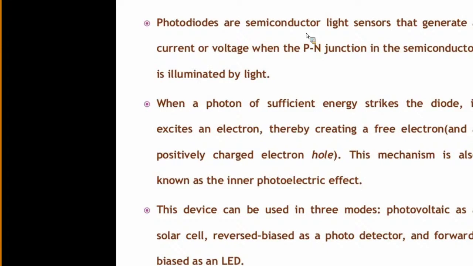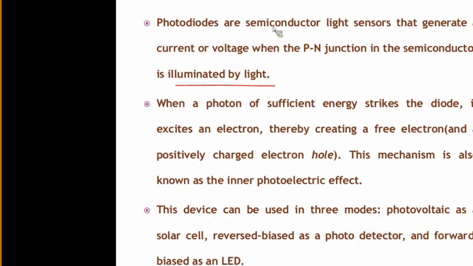Now, photodiodes are semiconductor light sensors that generate a current or voltage when the PN junction in the semiconductor is illuminated by light. Whenever light is falling on the PN junction, the charge carriers acquire some energy, so that electron or hole movement takes place from the P region to the N region. That means current or voltage is generated with the help of the light fall.